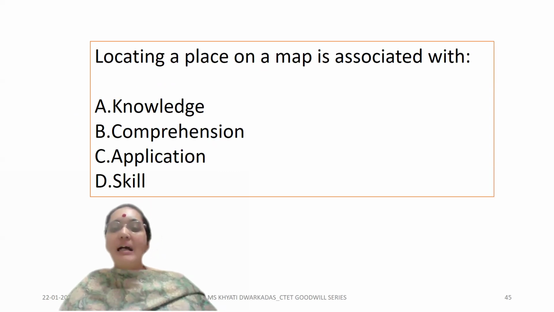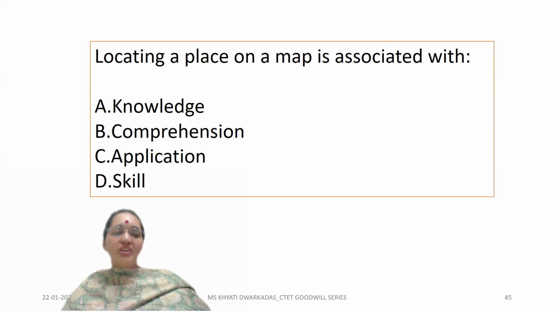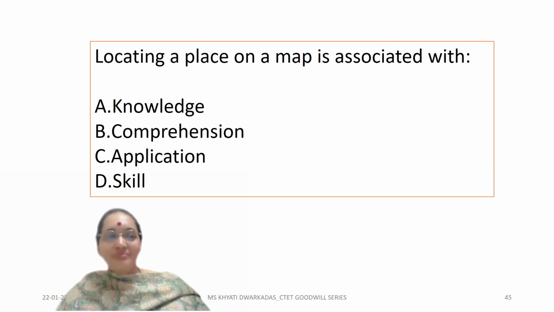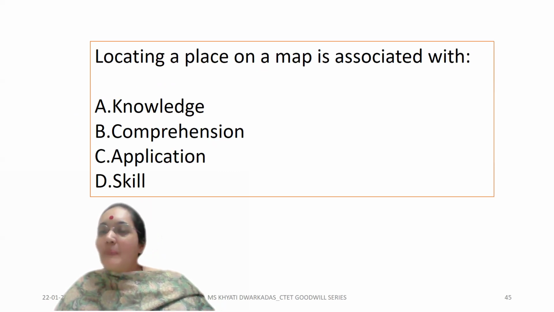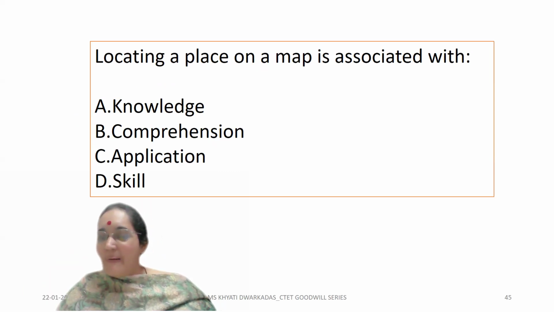Locating a place on a map is associated with knowledge, comprehension, application, skill. It's a skill. Not every layman can mark an accurate place on the map. It is a skill.